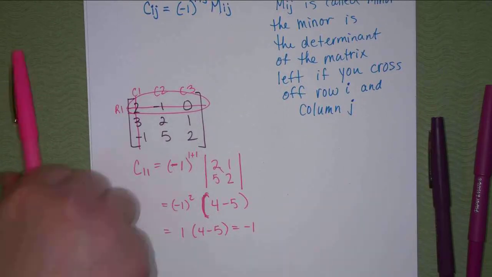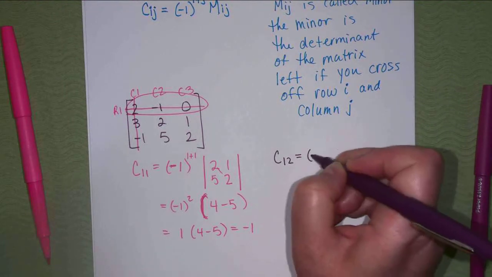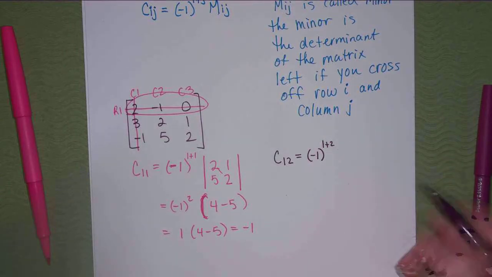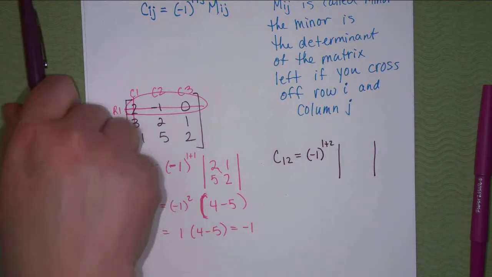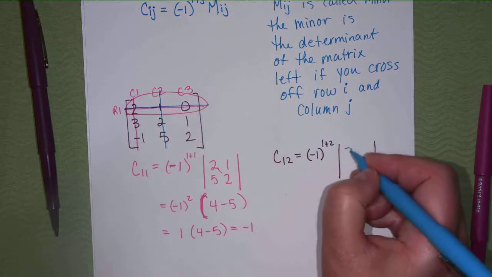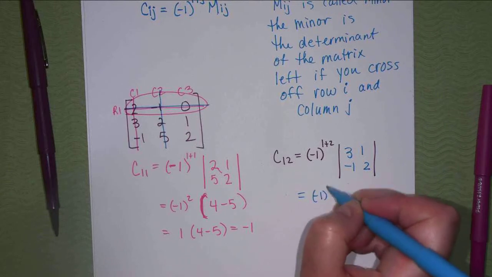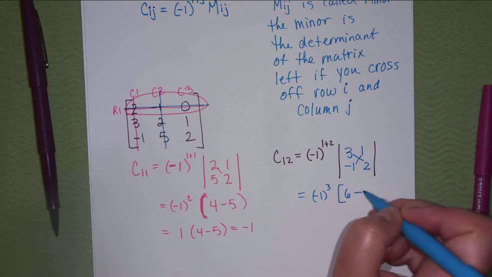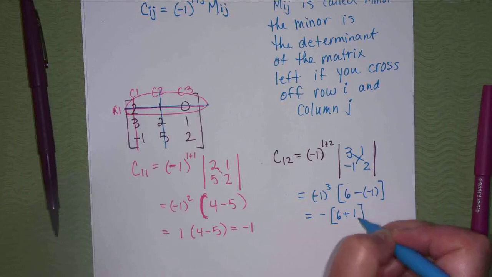Okay, so let's do C12. So that's negative 1 to the 1 plus 2, so negative 1 cubed, which would be negative. And then our matrix found by crossing off that row, again, and this column. So we would have what? 3, 1, minus 1, 2. So find that. So negative 1 cubed, which is negative 1, times 6 minus a minus 1. So negative 1 times 6 plus 1 is negative 7.